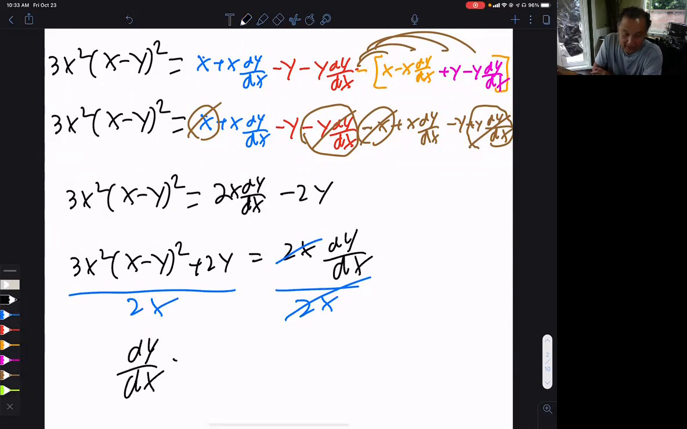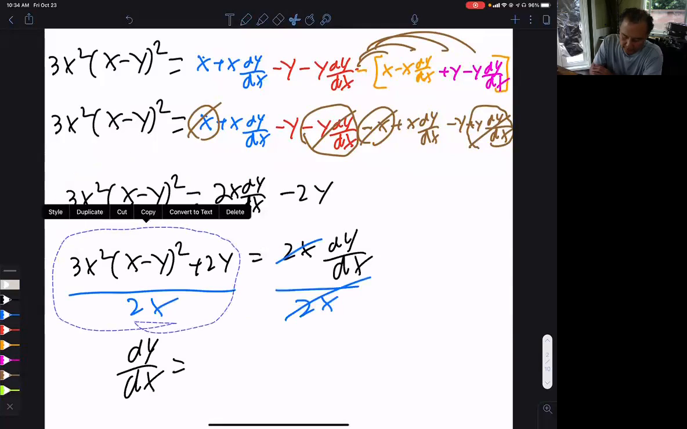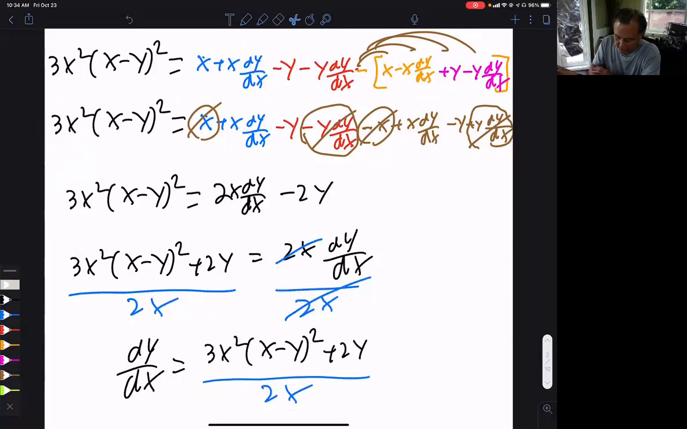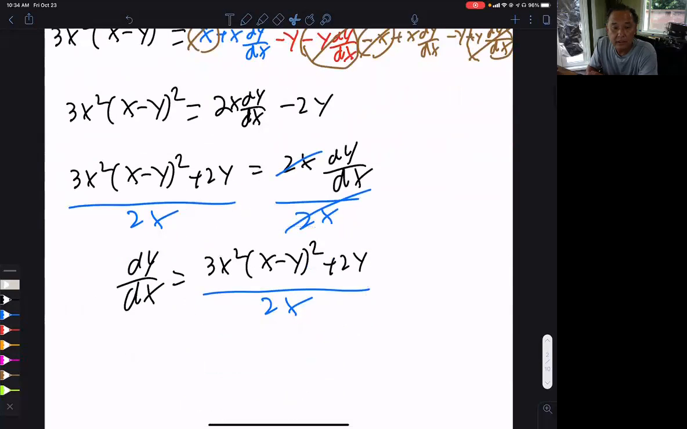Is it right? Is it confirmation? Is that the answer in the back of the book? I'm looking for confirmation. Anybody? Yes, I see a thumbs up.